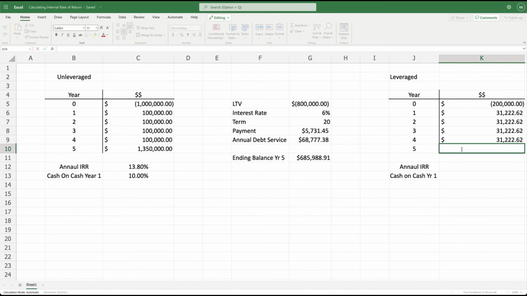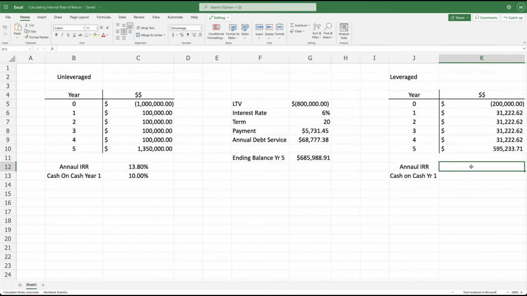And then on the sale, the first thing we're going to project is year 5. We're going to make $100,000 in rents. And we're still going to be paying the debt service. So we're going to subtract the debt service. Then we're going to add the sale price, which was $1.25 million. And then we're going to subtract what we owe on the mortgage at the ending balance of the mortgage at year 5. And that will give us $595,231 and some change.